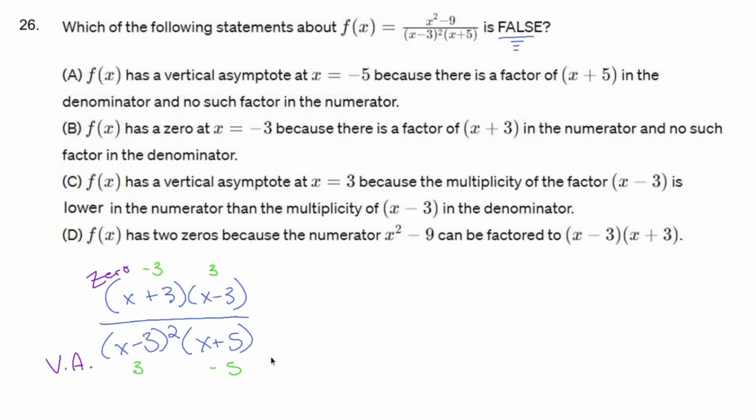X plus 5 in the denominator, minus 5 is your magic number. That's the only thing that's there. You have a second vertical asymptote. Okay, so let's take a look at our options.